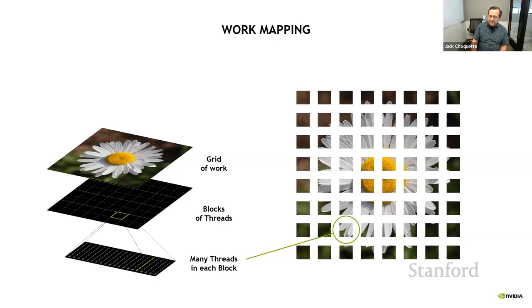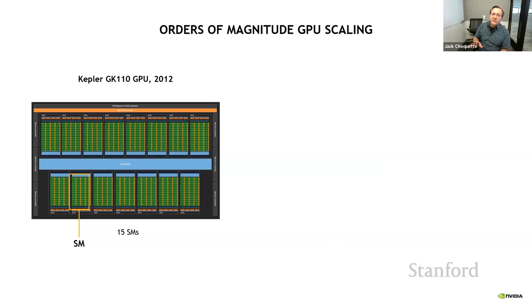So this three-level GPU hierarchy has existed since CUDA was first introduced, and has enabled parallel programs to take advantage of the locality that exists in their algorithms and the hardware locality that they've been mapped onto. The challenge is that GPUs have scaled since CUDA was introduced by an order of magnitude.